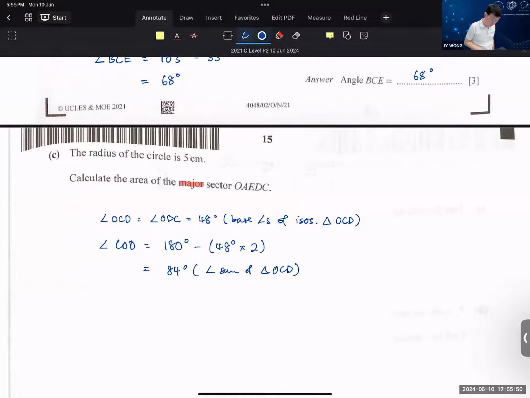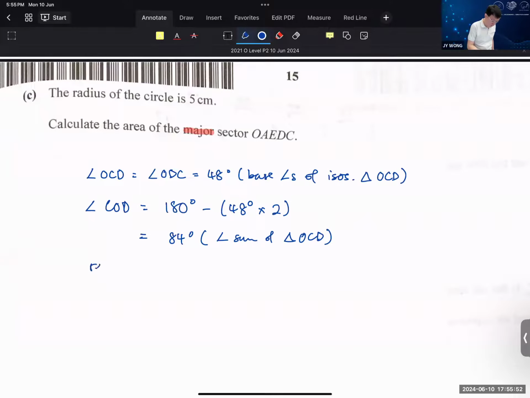And therefore, reflex. Please must write the word reflex. If you just tell me angle AOC, again by convention, when you just write the angle, you're referring to the obtuse angle. You're not referring to the reflex angle. So you have to tell me reflex angle AOC is equal to 180 degrees plus 84 degrees to give me 264 degrees. Okay?